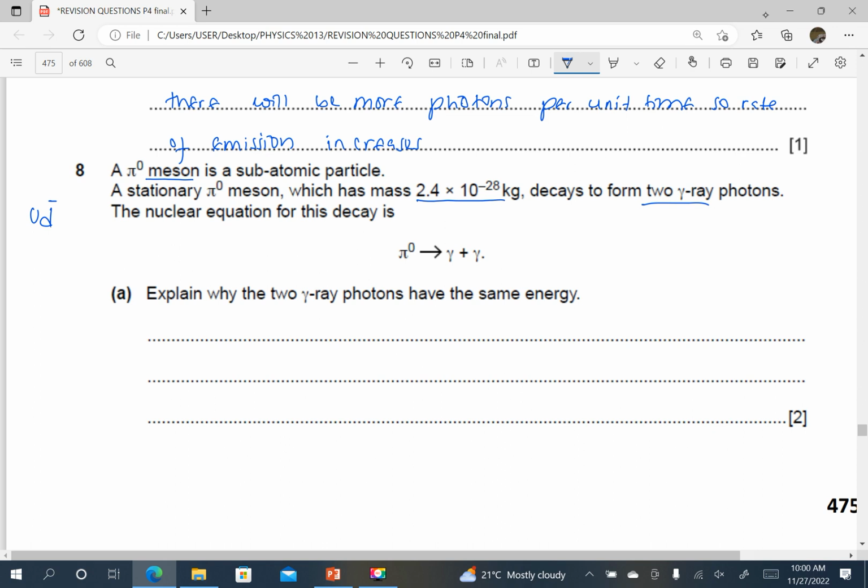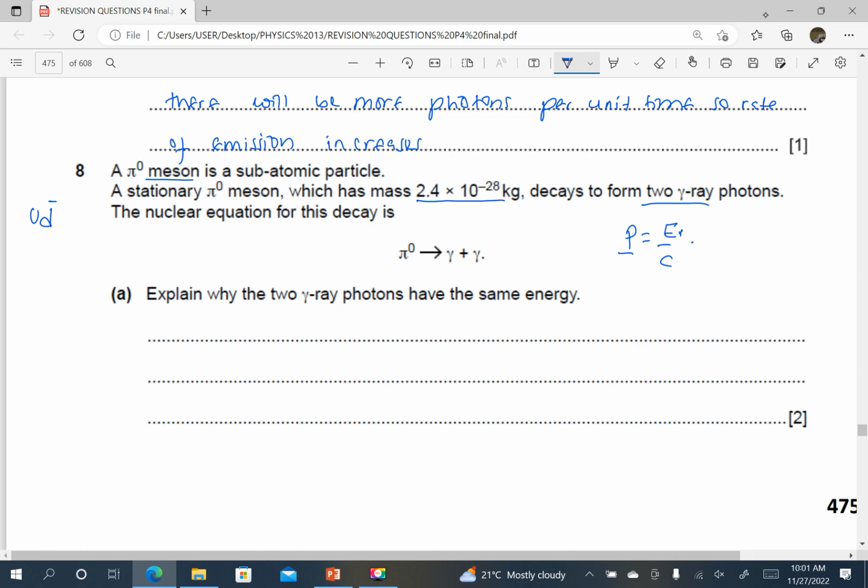Of course, they must have the same energy because momentum must be conserved. Remember, momentum is E over c. They must have the same energy to conserve momentum, and the momentum must be in opposite directions. If the momentum is to be equal, the energy should be the same because c is a constant. Momentum should be equal but opposite for the two gamma ray photons, so that total momentum is 0. And momentum depends on the energy, so the energy must be the same.